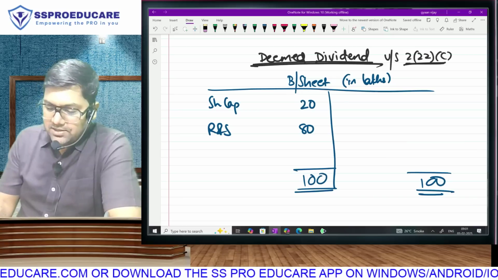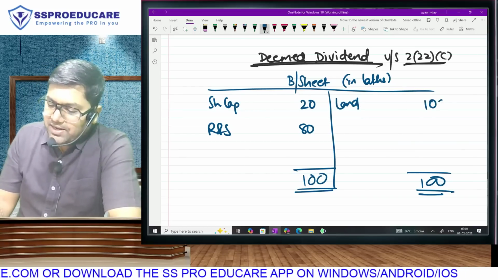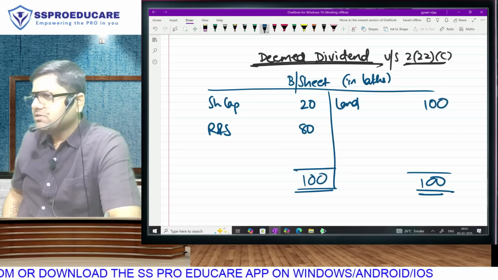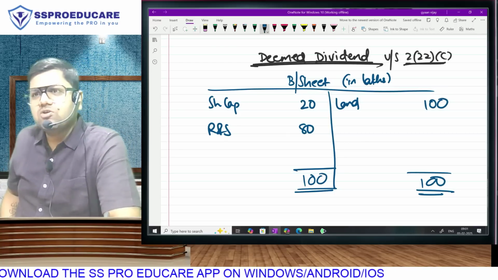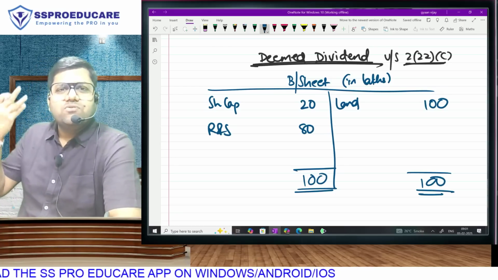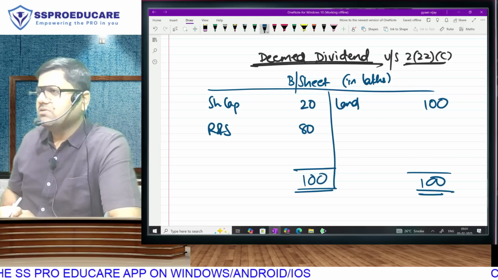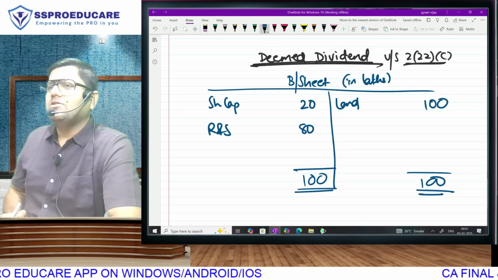On the asset side, we have land. The cost price of the land was 100 lakhs, 1 crore rupees. But do you realize that our accounts record historical cost, the original cost? This cost was incurred 5 years ago, 10 years ago, 20 years ago. Today's market price of that land is obviously not 1 crore.